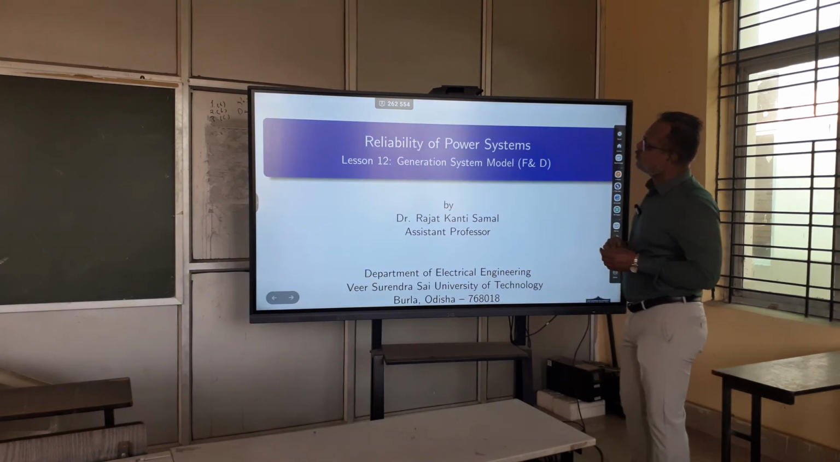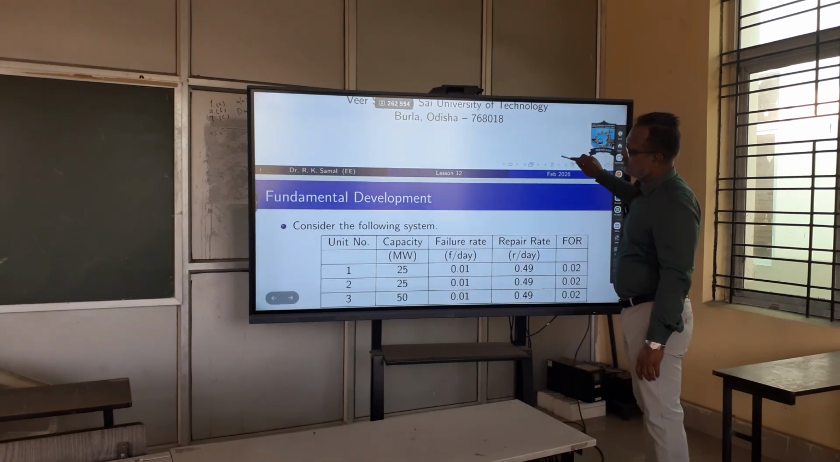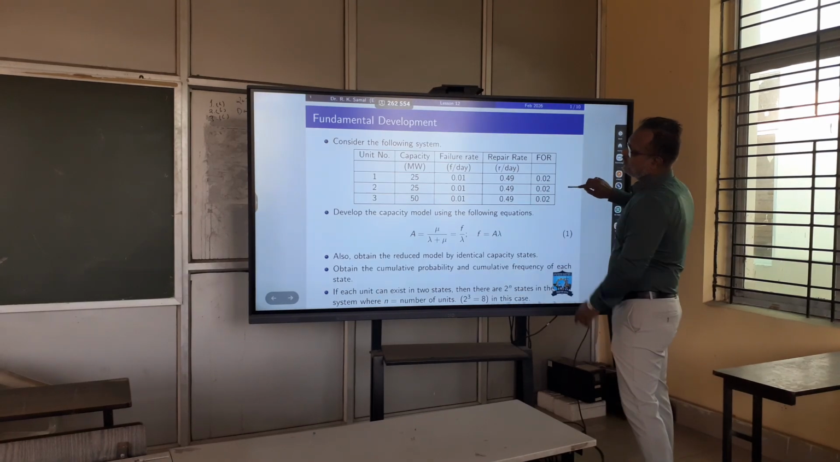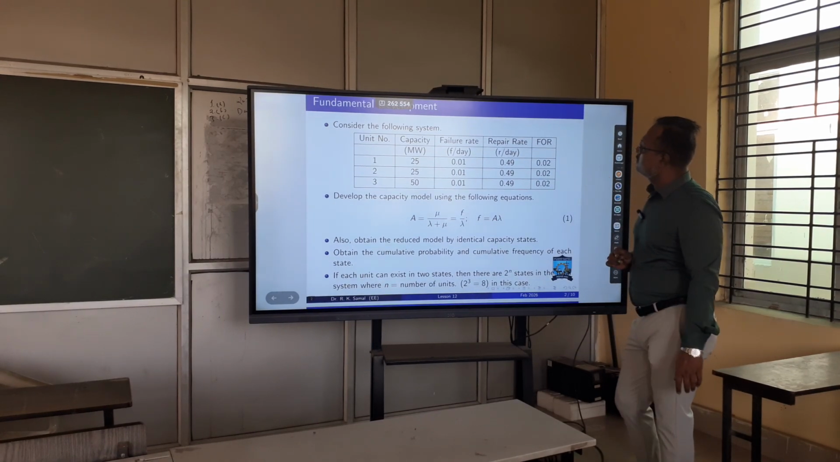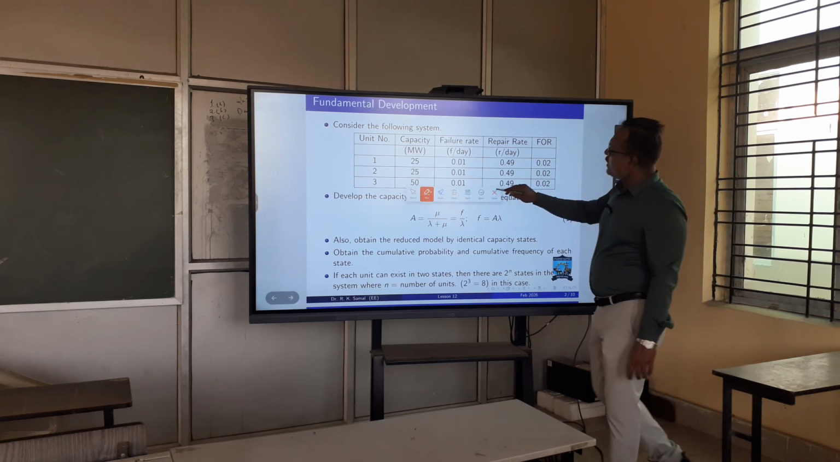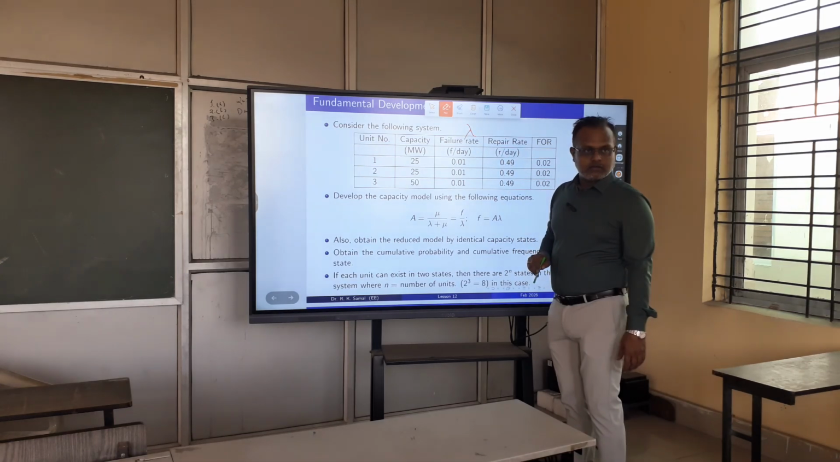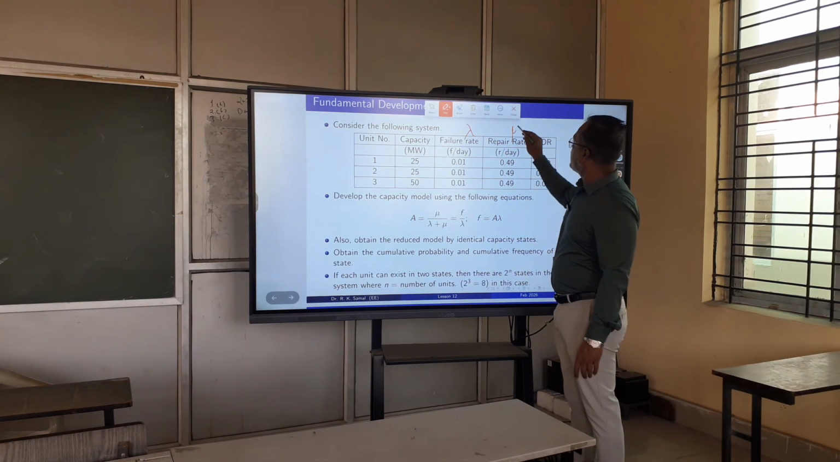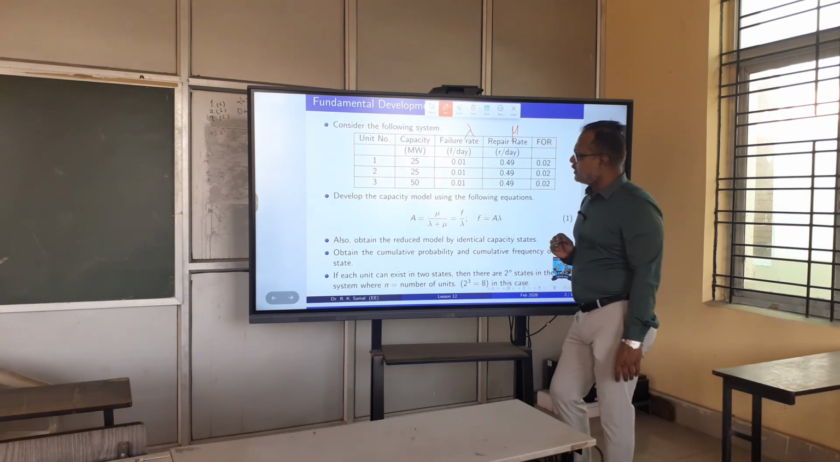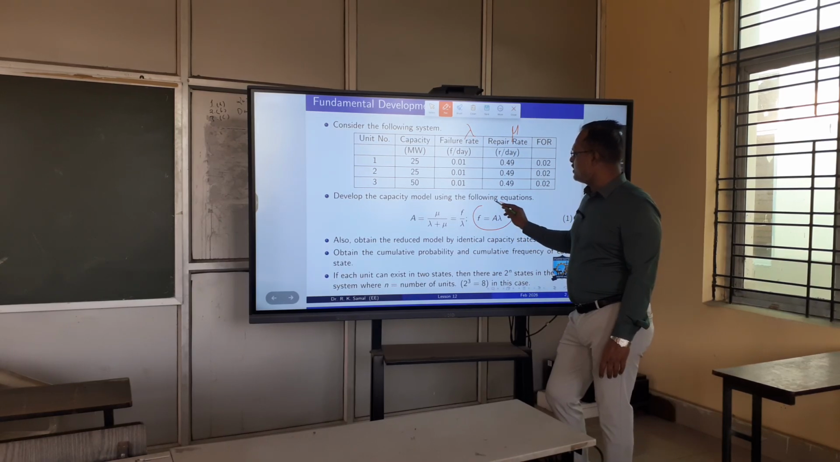So first we will start with generation system model. So this is the problem which we are going to solve. So here, what is important is the failure rate, lambda, and the repair rate, right? Now this is something that we discussed. We use the following equations: frequency.